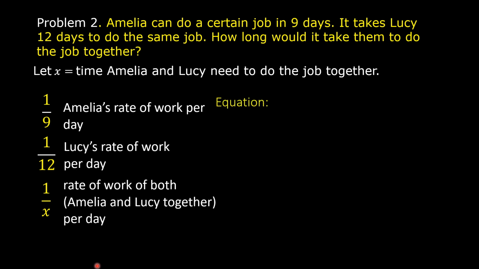The equation is 1 over 9 plus 1 over 12 is equal to 1 over x. This is Amelia's rate of work per day plus Lucy's rate of work per day is equal to the rate of work of both Amelia and Lucy working together per day. Then find the smallest expression that can be divided by 9, by 12, and by x.